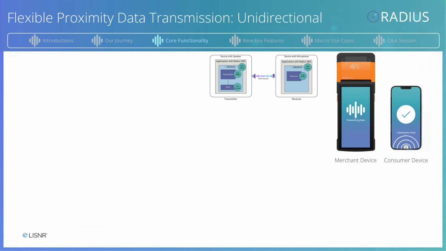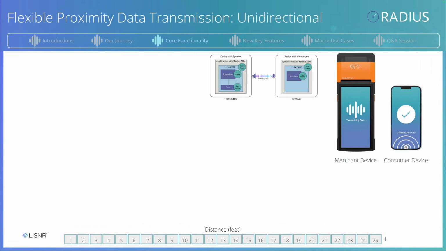For the sake of understanding, in any examples you see, an MPOS represents a merchant, and all phones represent the consumer. If you see a sound wave icon, it represents a transmitter. And if you see a microphone and a check mark, it represents a receiver.